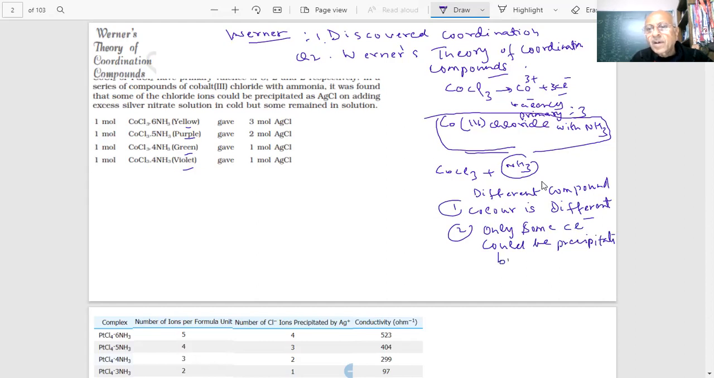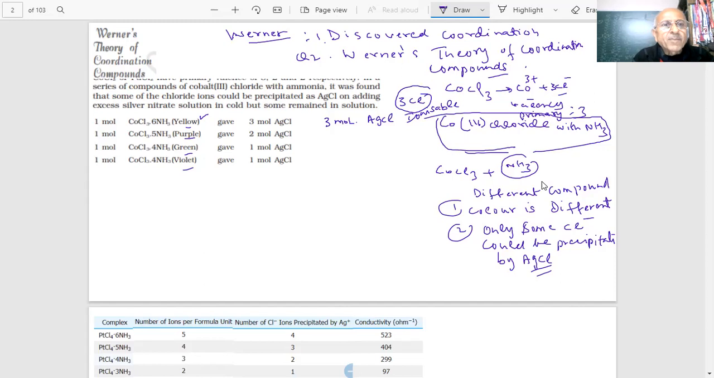by silver nitrate. Silver nitrate will form what? AgCl. This was done under cold conditions. What does it prove? For example, if I have 1 mole of CoCl3·6NH3, it was found that this is yellow in color, and it produced 3 moles of AgCl. That means there are 3 moles of ionizable Cl-. How many moles of Cl ionizable? 3 moles, because 3 moles of AgCl are produced.